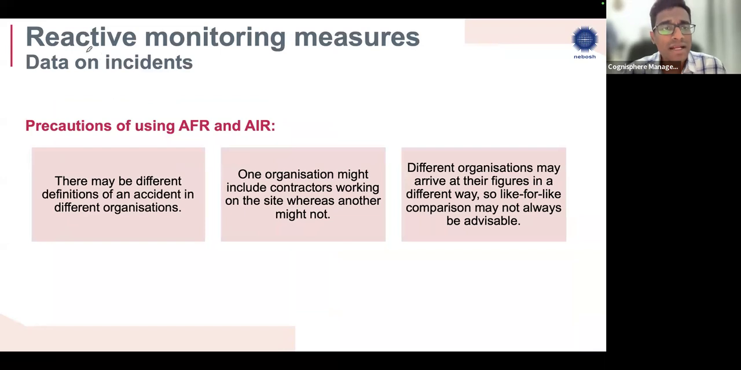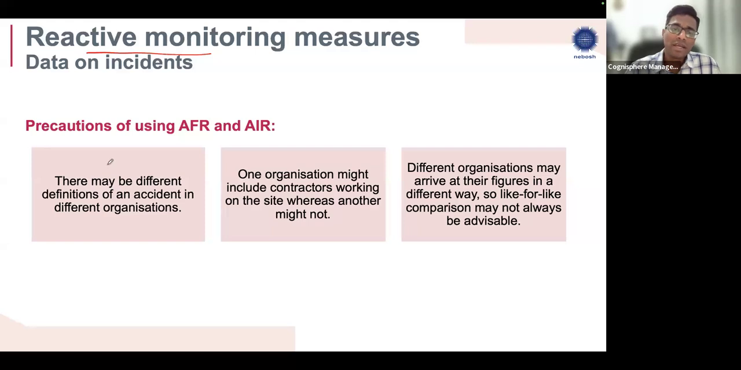Next is reactive monitoring measures. Okay. Now, reactive is more about the data that we have. So with the data, how are we able to do an analysis of the data and how are we able to identify the problem areas and then make improvements to reduce the risk and to prevent future incidents.